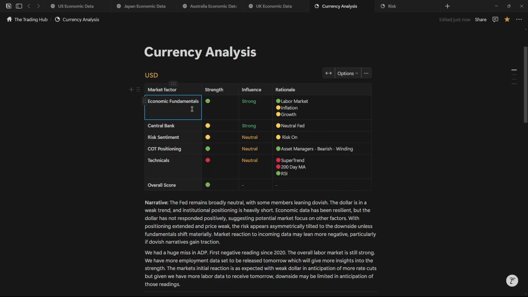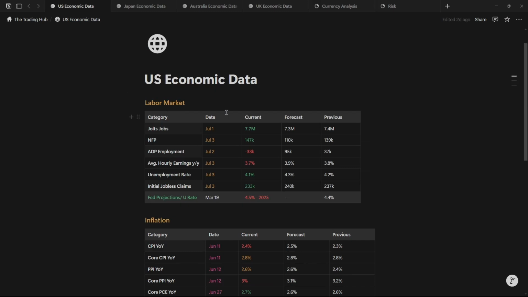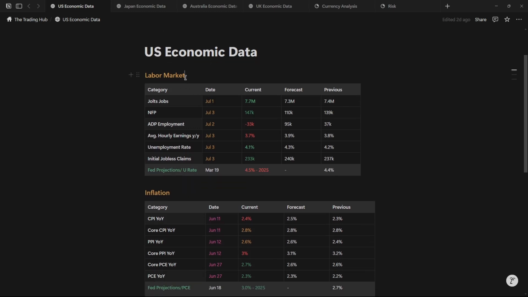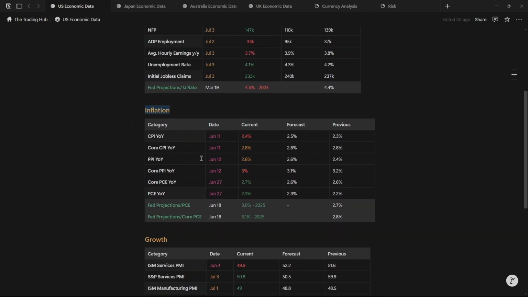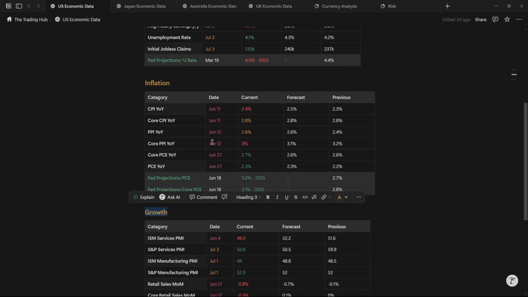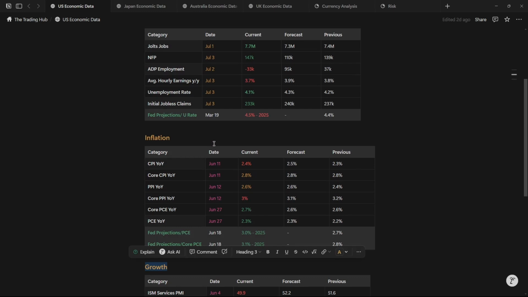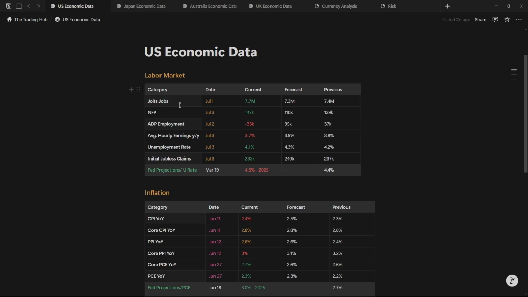The first is economic fundamentals, and in this case, we're going to look at the United States dollar, so we're looking at the economic fundamentals for the United States. I categorize economic data into 3 categories, and these are the 3 most important categories: the labor market, inflation, and growth. These are the three economic categories you need to put price in. For the labor market, in this case for the United States, we're looking at JOLTS, NFP, ADP, average hourly earnings, unemployment rate, and initial jobless claims.